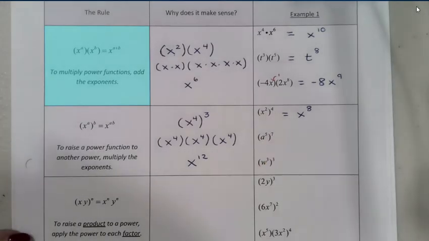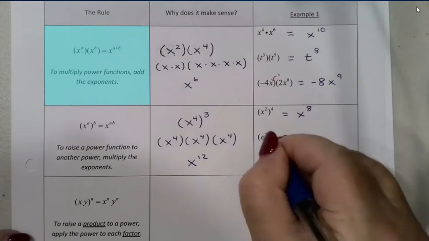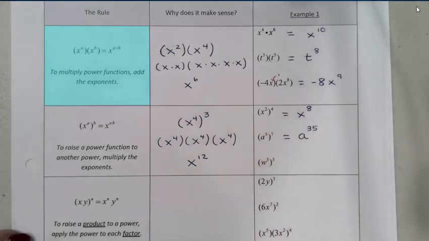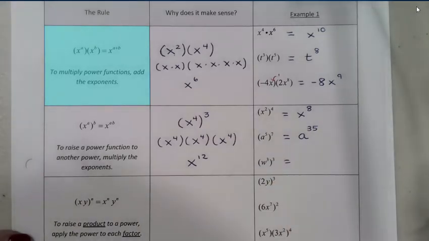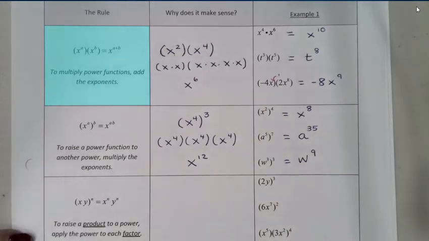A to the 5th raised to the 7th power. Again, I multiply the exponents. A to the 35th power. This last one, w cubed to the 3rd power. Multiplying exponents gives me w to the 9th power.